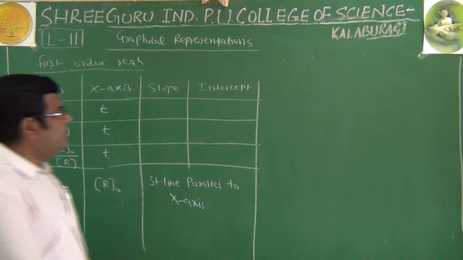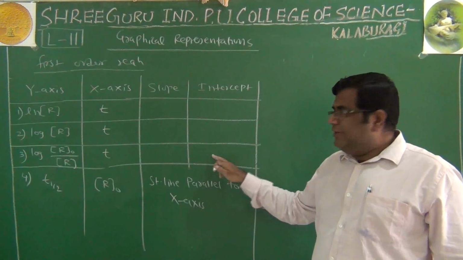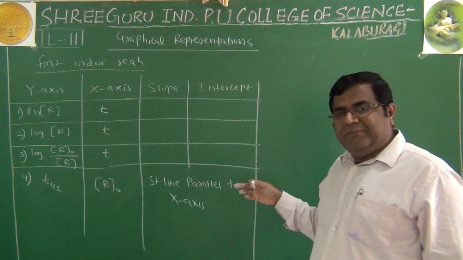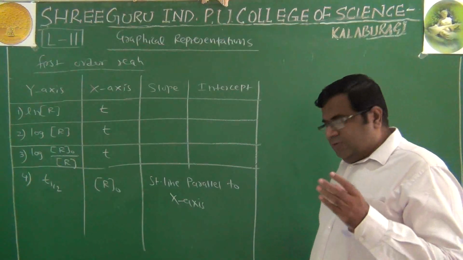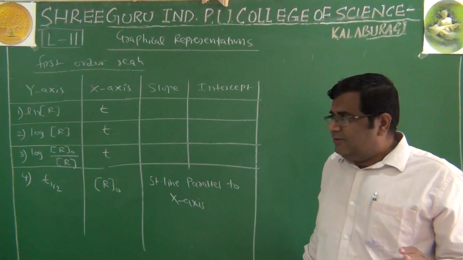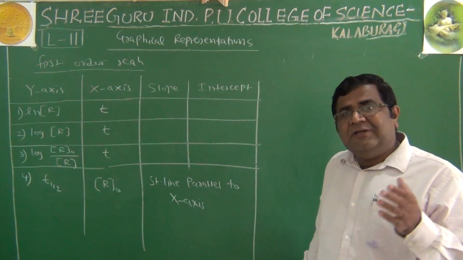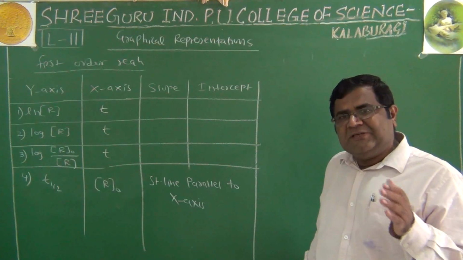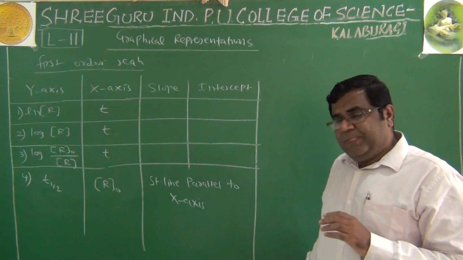So you can complete this slope and intercept column by looking into the notes you already made when I was explaining this. So the list of all formulas is important for us because we are going to use them, and the list of graphical representations. Zero order reaction 4 graphs and first order reaction also 4 graphs you should know.